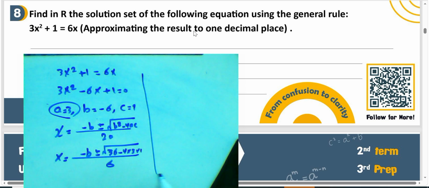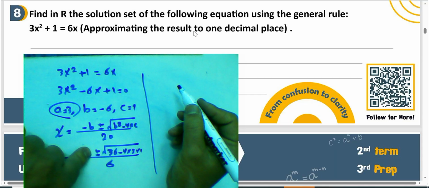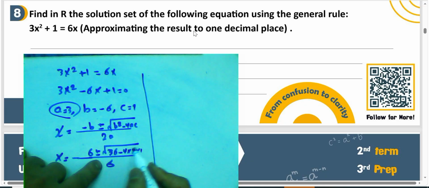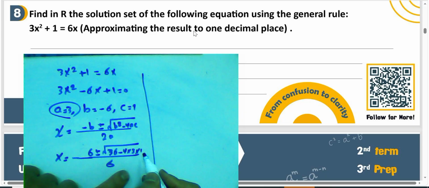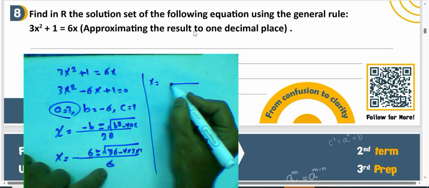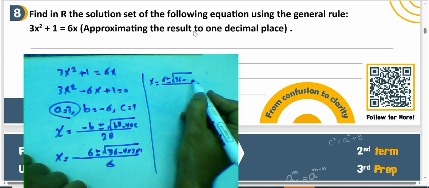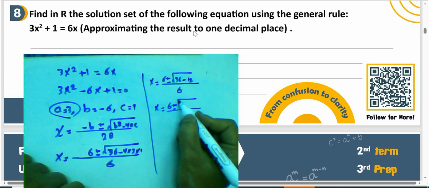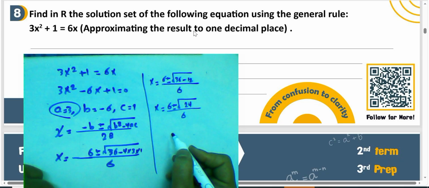Okay, now I will complete the answer. The value of b was -6. Negative times negative is positive, so we have 6. Again, negative b, positive or negative square root of b power 2 minus 4 times a times c, divided by 2 times a, 2 times 3 equals 6. The value of x will be equal to 6 positive or negative square root of 36 minus 12, over 6. The value of x equals 6 positive or negative square root of 36 minus 12, which is 24, over 6.